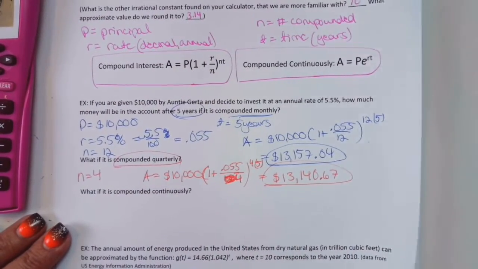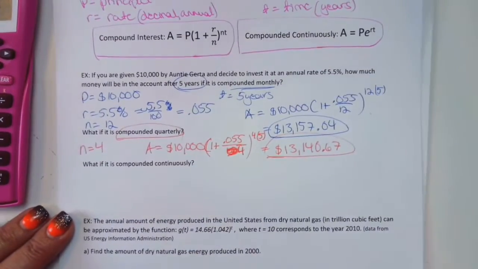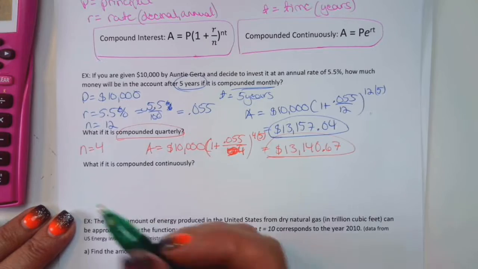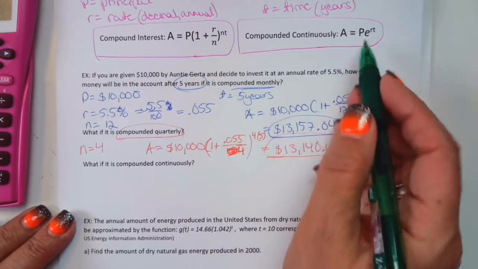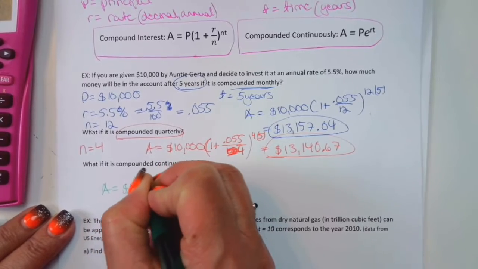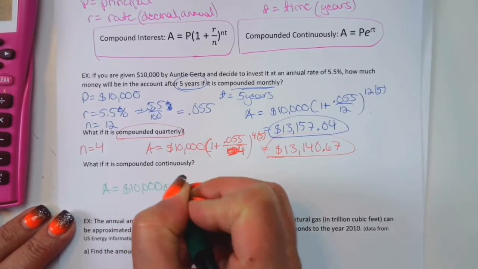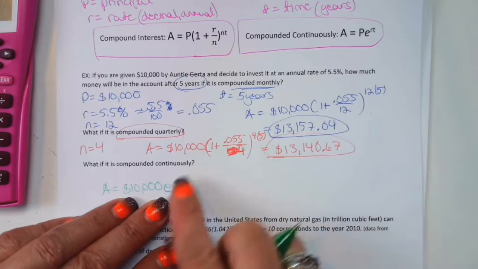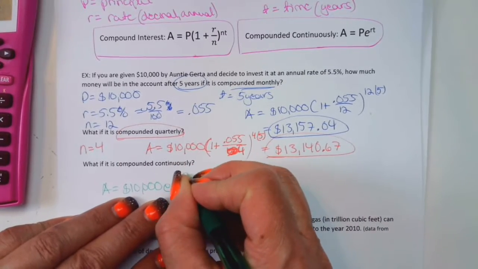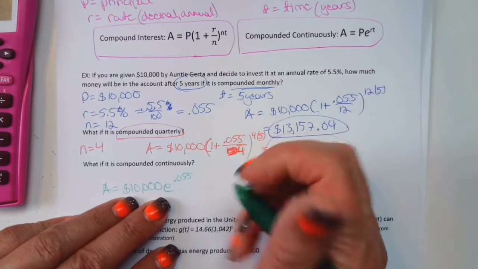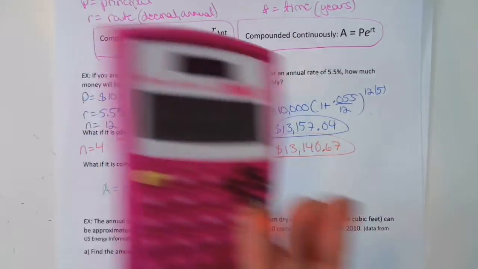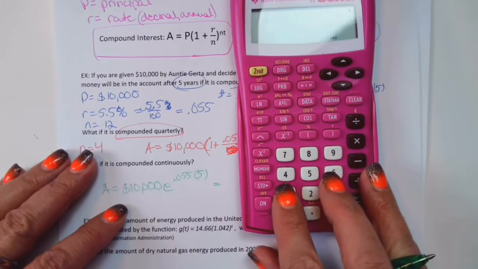Now, next one. What if it is compounded continuously? So now we're going to use this here. So again, we have the same principle. So P is $10,000 times E, the natural base, to the power of our rate, which is 0.055, times T, which is our years, 5. Okay, so let's put this in.